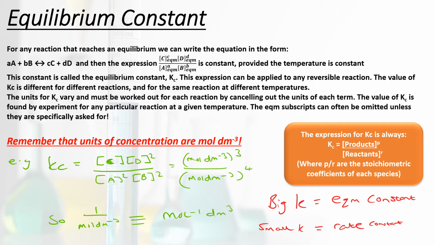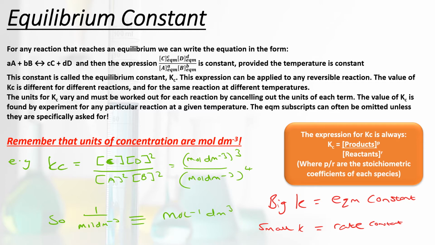So, remembering that the concentrations are in units of moles per decimeter cubed, we therefore on the products line, the top line, have mole per decimeter cubed multiplied by mole per decimeter cubed squared. So essentially, mole per decimeter cubed, there's 3 lots of them. On the bottom, we have mole per decimeter cubed squared multiplied by mole per decimeter cubed squared. That's the same as having mole per decimeter cubed to the power of 4. 4 lots of mole per decimeter cubed.